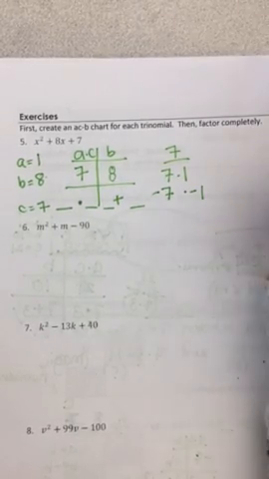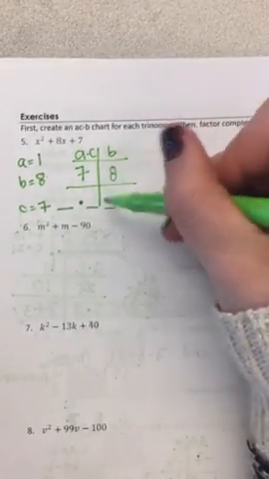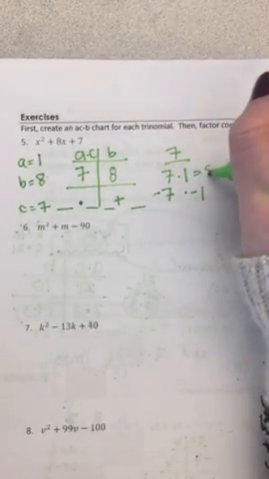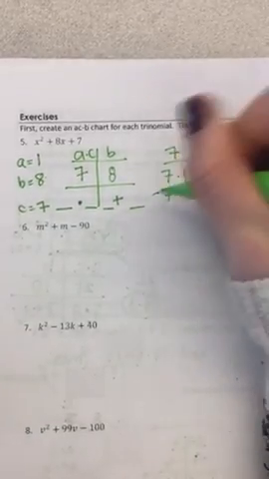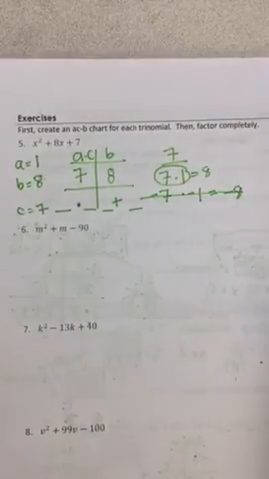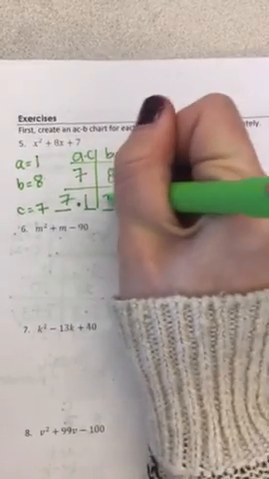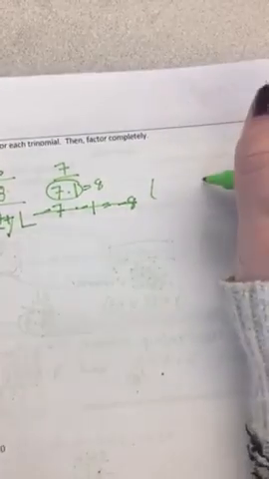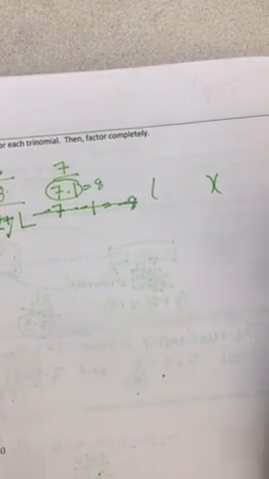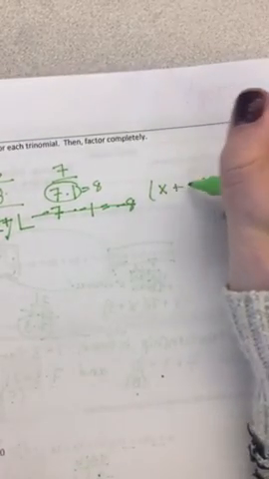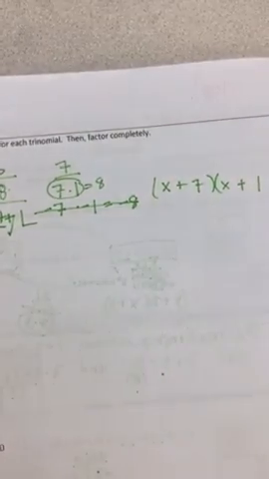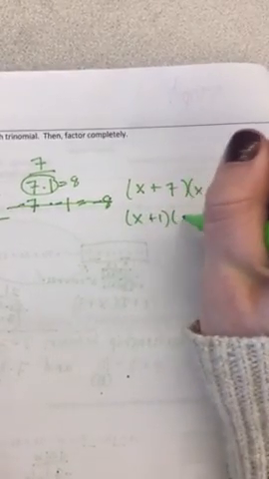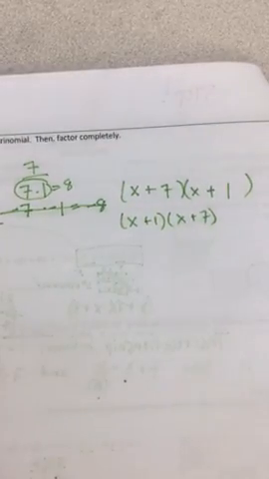But now in order for them to be my magic numbers, they also need to qualify for this rule over here. If you add them, they get 8. So 7 plus 1 is 8. -7 plus -1 is -8, so I don't want this one. Therefore, my magic numbers are 7 and 1. 7 times 1 is 7. 7 plus 1 is 8. Check, check. Then I just create my factor set, and it's x plus 7, x plus 1, because they're both positive, and that's done. Now again, I could have written this either way. Does not matter.